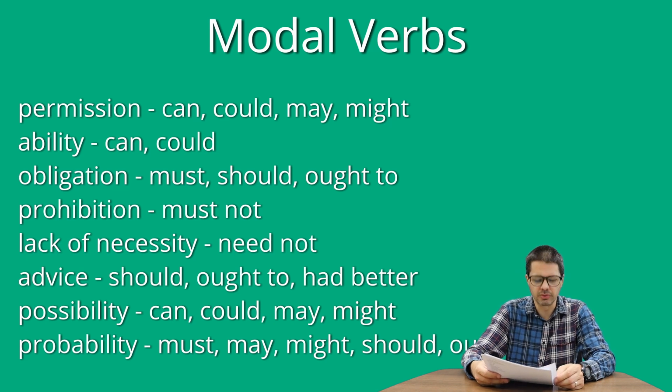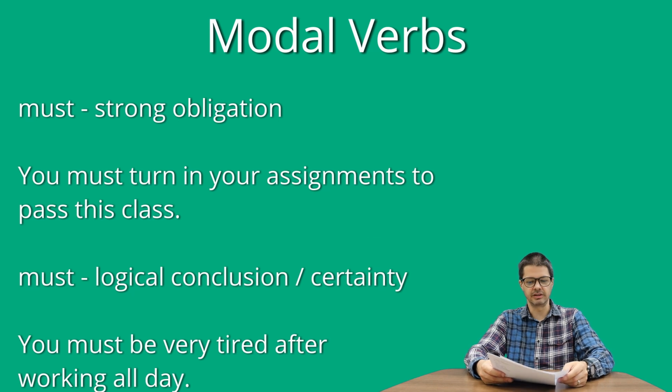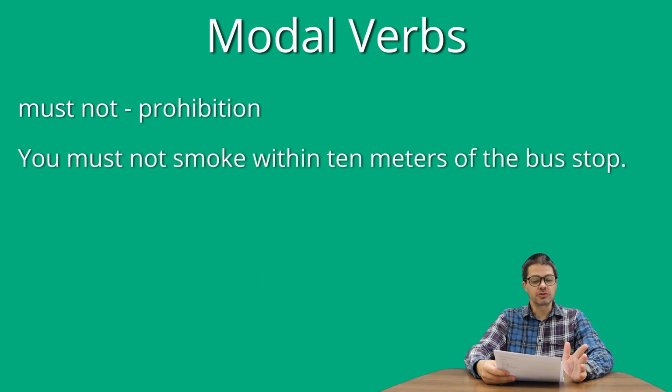All right, as I said, we use modal verbs to give permission, to show ability, to express obligation, prohibition, which means banning something, a lack of necessity, to give advice, to show possibility, and to show probability. So some quick examples, okay, with must. Must shows strong obligation. You must turn in your assignments to pass this class. Makes sense, doesn't it?